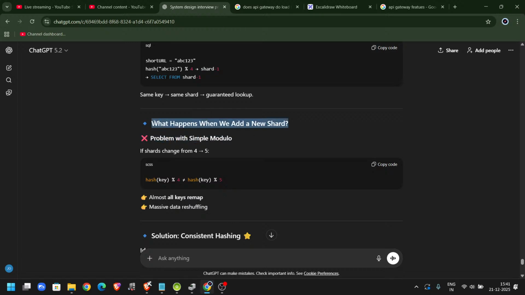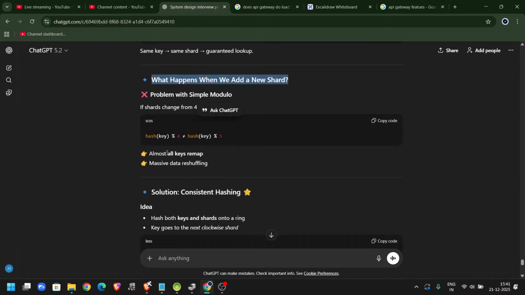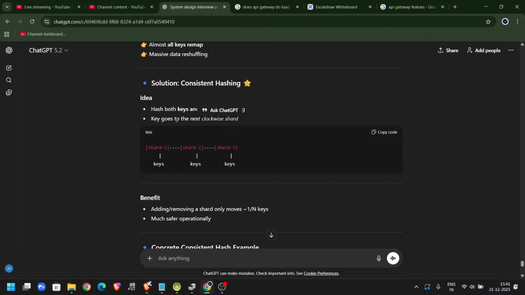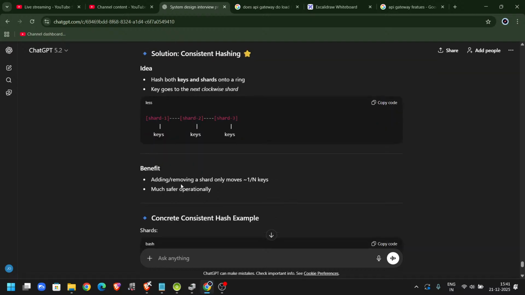Exactly, my question was going to be this. Problem with simple modulo: if shards change from 4 to 5, everything changes. Almost all keys remap, causing massive data reshuffling. The solution is consistent hashing. Hash both keys and shards onto a ring. A key goes to the next clockwise shard. Shard 1, shard 2, shard 3, with keys stored inside. Adding or removing a shard only moves approximately 1/n keys.